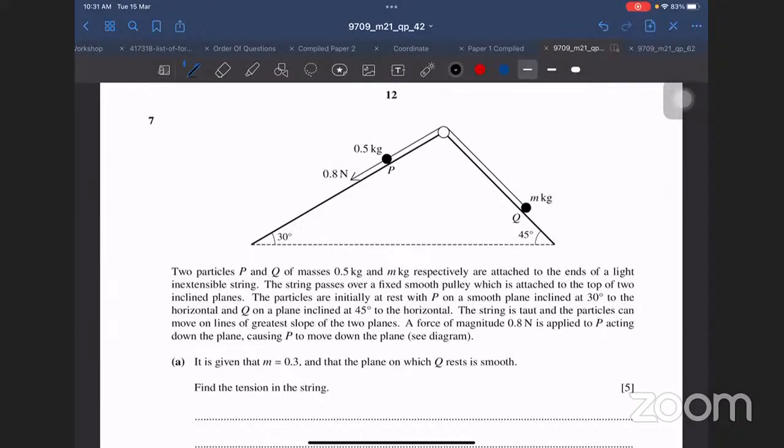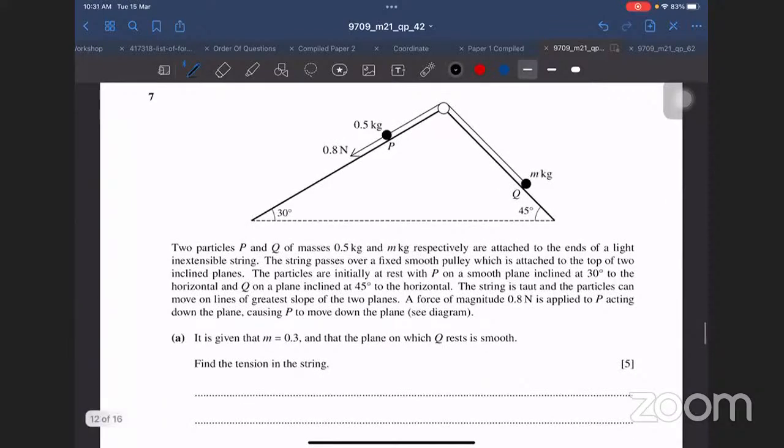It is given that m equals 0.3 and that the plane on which Q rests is smooth. Can I draw the tension here and the tension here? Find the tension in the string. That's what I'm trying to find.